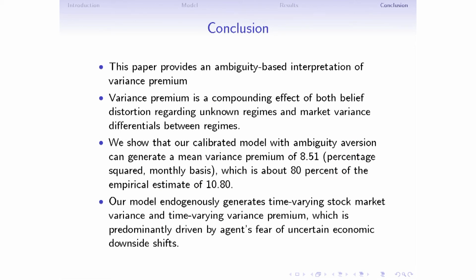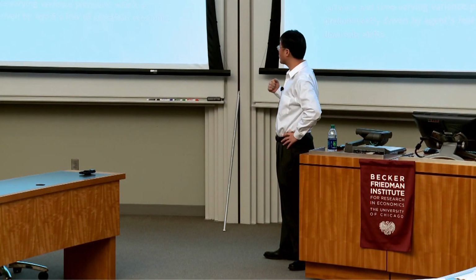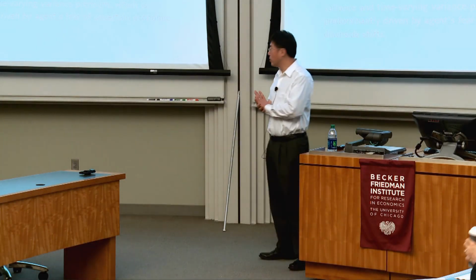I'm done. To conclude, the paper provides an ambiguity-based interpretation of the variance premium, and we have this decomposition result. The variance premium is a compounding effect of the belief distortion regarding the 2 states, and also the market variance differentials. And then we show that the calibrated model with ambiguity aversion can generate a mean variance premium reasonably well. The model can endogenously generate time-varying stock market variance, the volatility, and also a time-varying variance premium. Okay, so that's it.